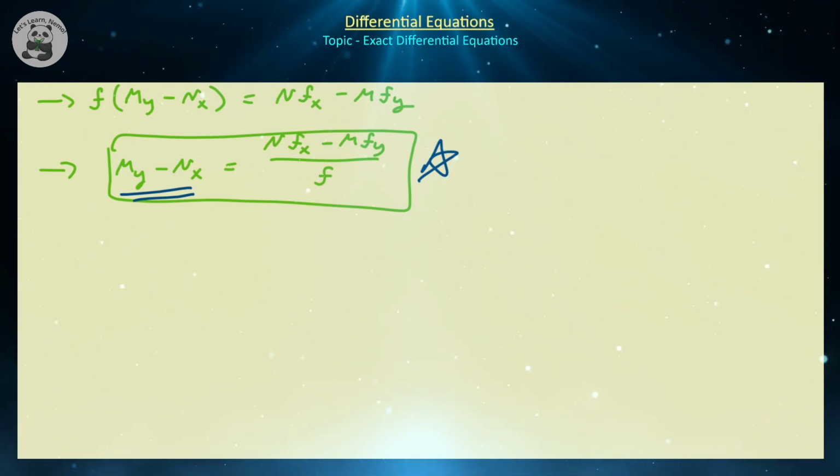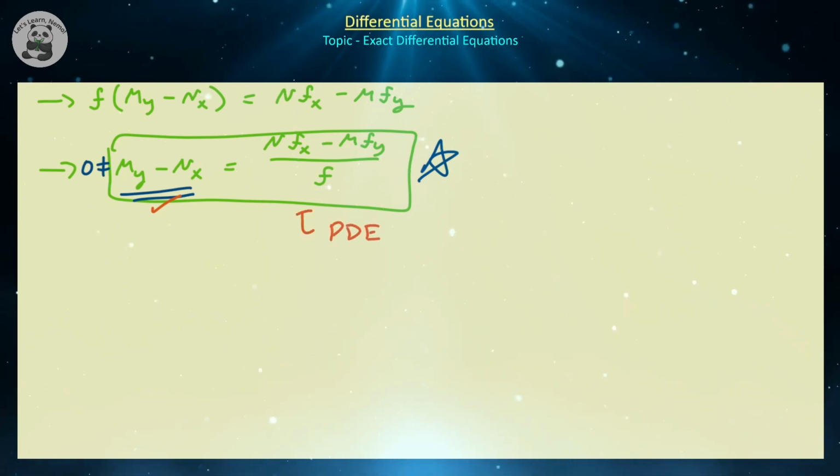But we're assuming that this expression is not equal to 0. What f would that be equal to? Now, notice what we have here. We're trying to solve for f here. We know what m is, we know what y is, therefore this is known to us, but we don't know what f is, and f is a function of two variables. So therefore what we have here is a partial differential equation in f.